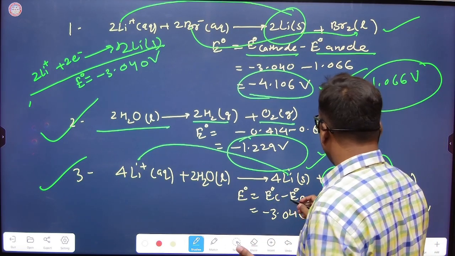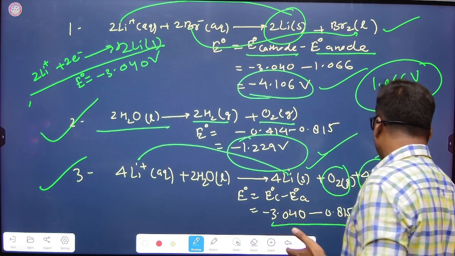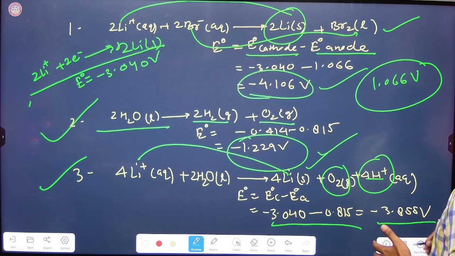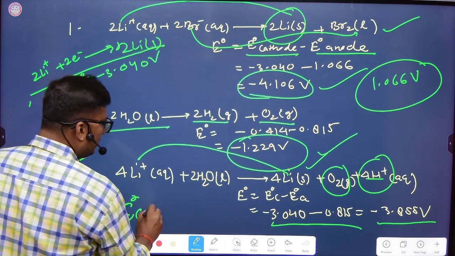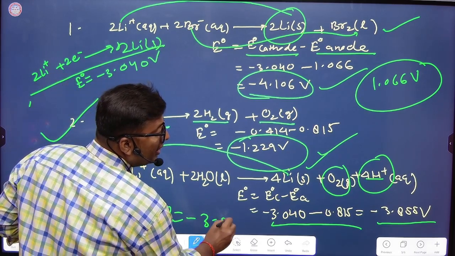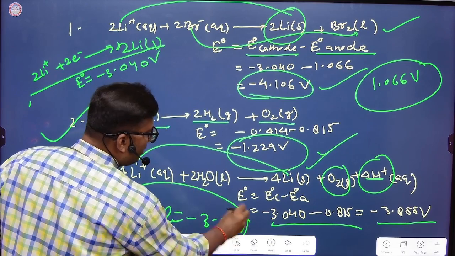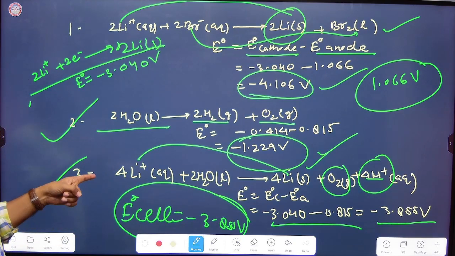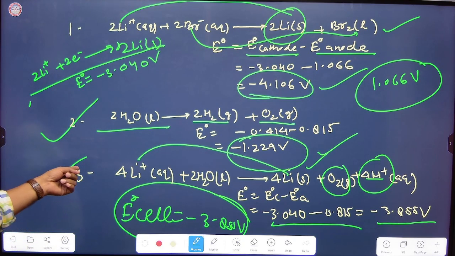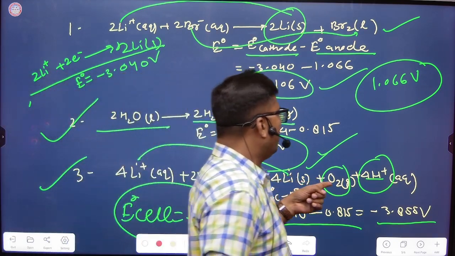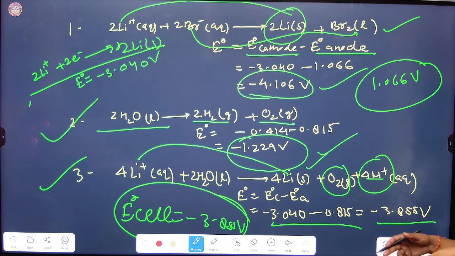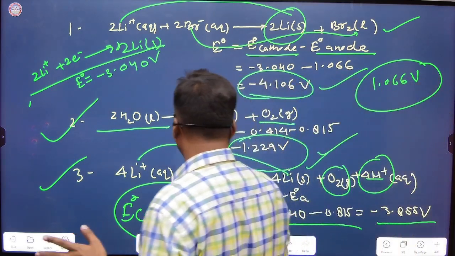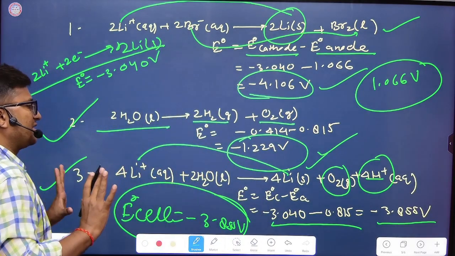E0 cell will be equal to this value. Again there is a minus 3.855 volt. So again there is a E0 cell is minus 3.855 volt. So this is a negative quantity, and this negative quantity signifies that this kind of reaction is thermodynamically restricted because delta G is positive, and delta G positive means this is a non-spontaneous reaction.